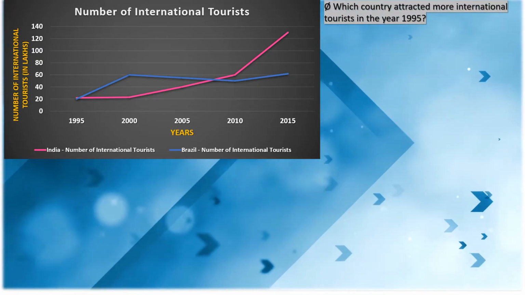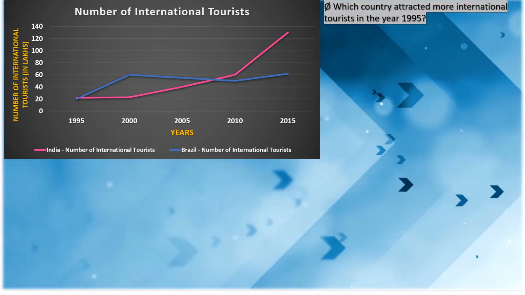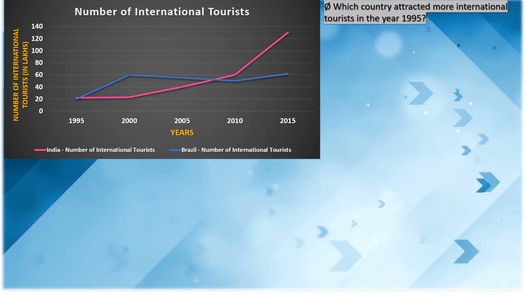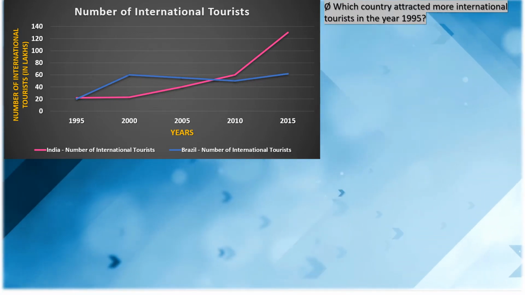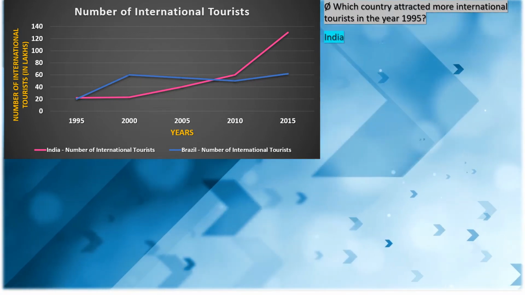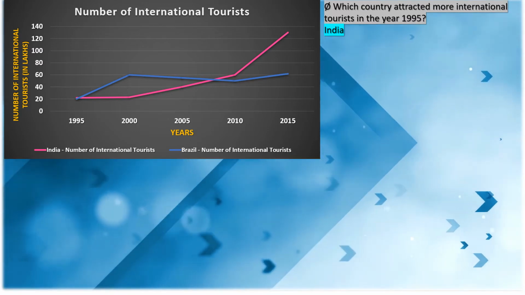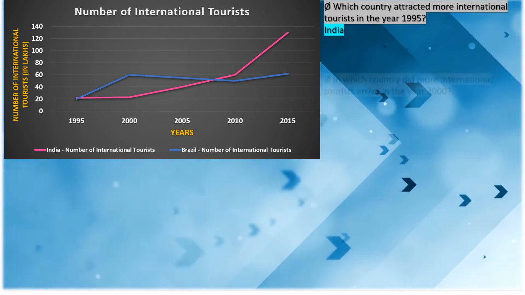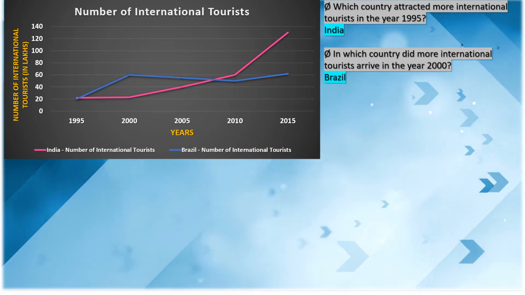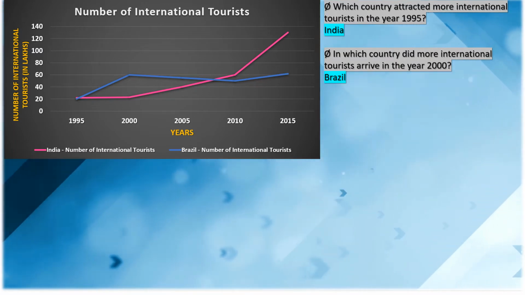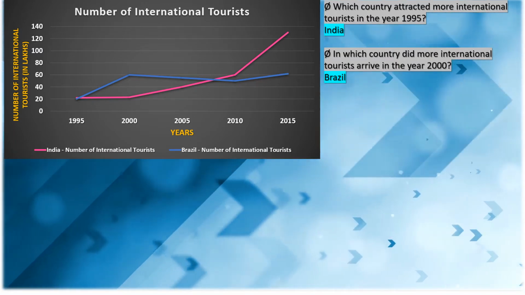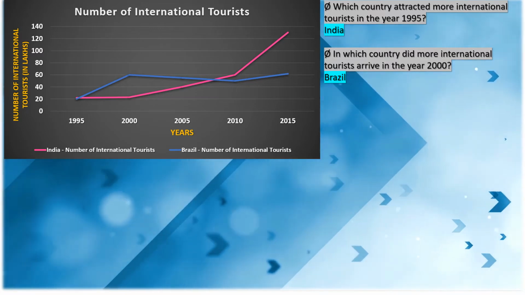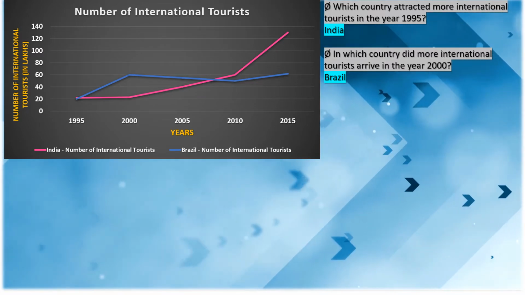So we'll just answer the questions given on this page. Which country attracted more international tourists in the year 1995? So we just saw in the year 1995, India attracted more international tourists. Second question, in which country did more international tourists arrive in the year 2000? So yes, it's obvious here, it is Brazil.